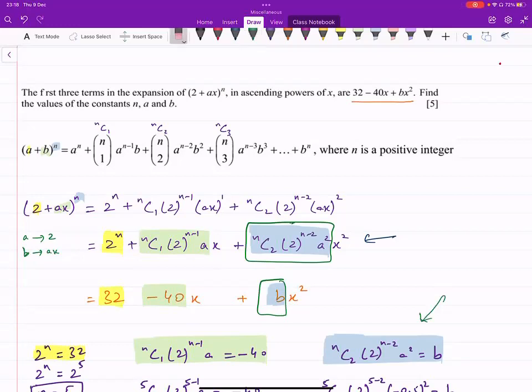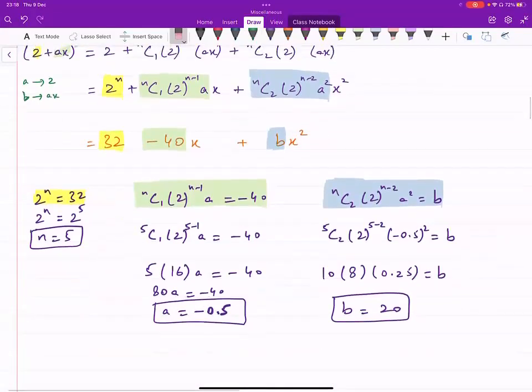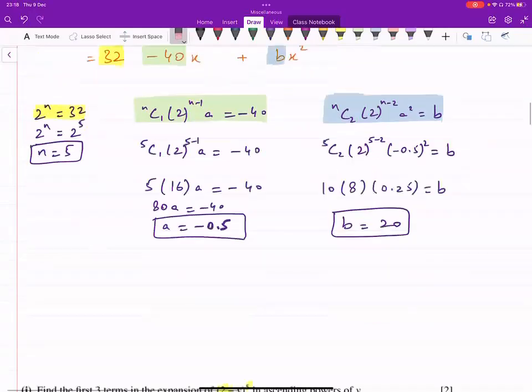Using these three equations, you can find the values of n, a, and b. You get the value of n from the first equation. You put that in the second equation, so you get a. You put the values of n and a in the third equation, and you get the value of b from that as well. So that's one type of problem that you may have to deal with.